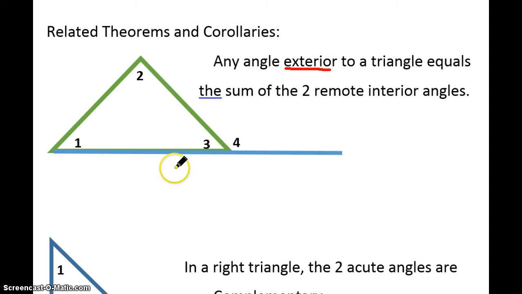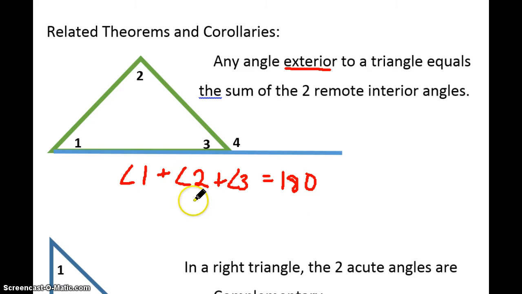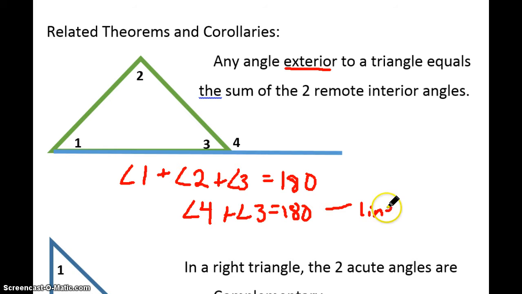Okay, and so since we know that 1, 2, and 3, and I'm just going to make this nice and simple here, angle 1 plus angle 2 plus angle 3 have to equal 180. And we also know that 3 and 4, I'm going to write it backwards here, 4 and 3 have to equal 180. Then the same kind of deal here. I want you to notice what was exchanged there. And by the way, this is because of linear pairs, right? 3 and 4 are a linear pair.